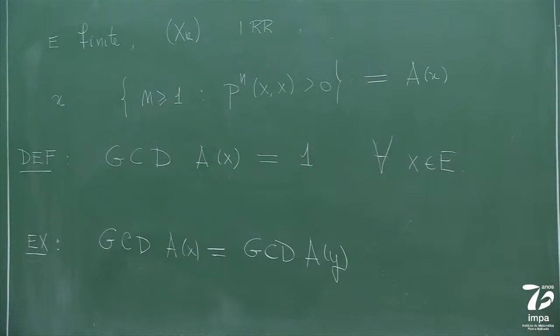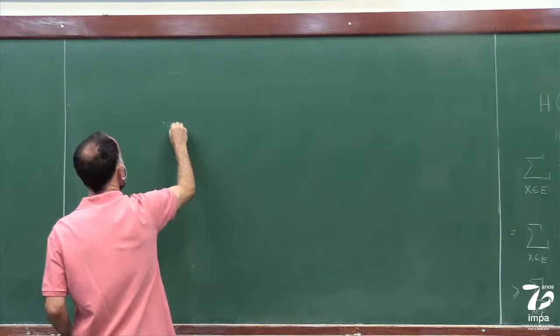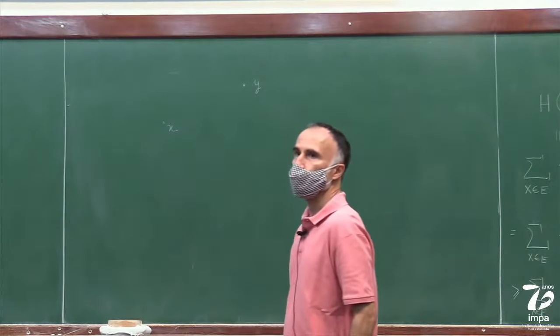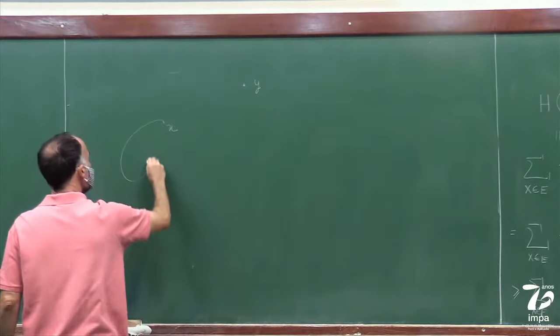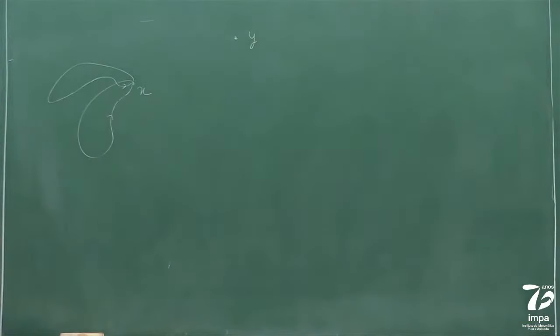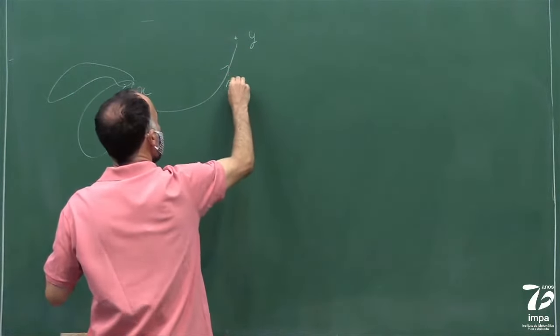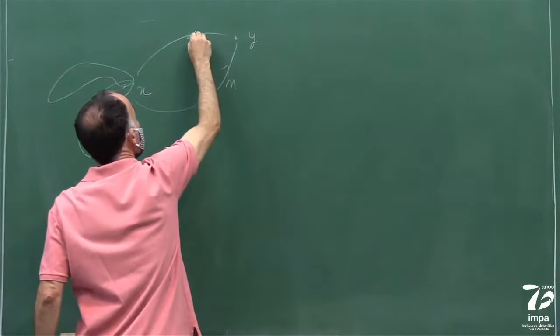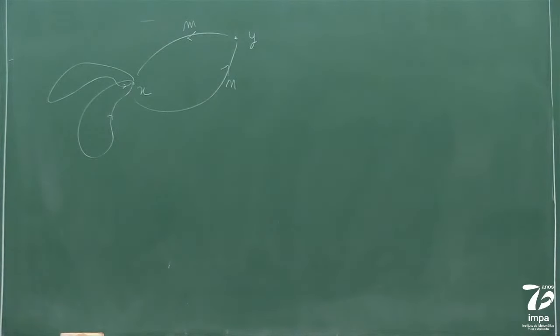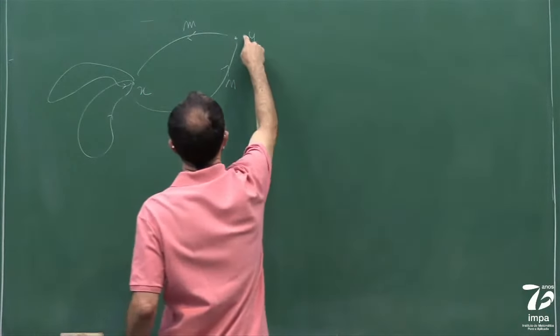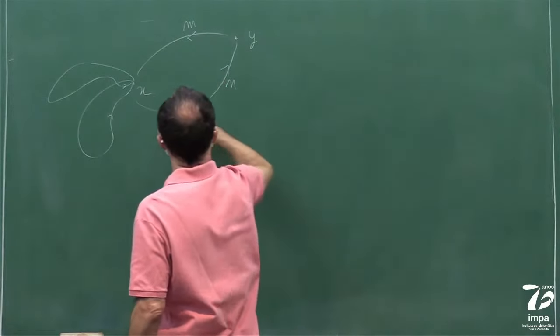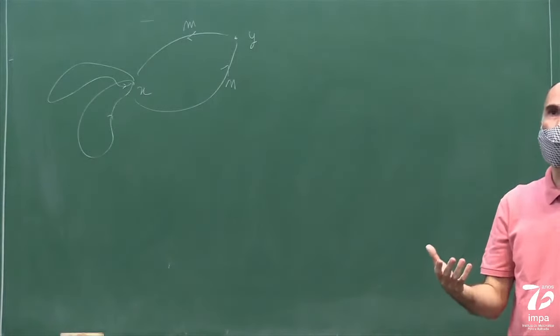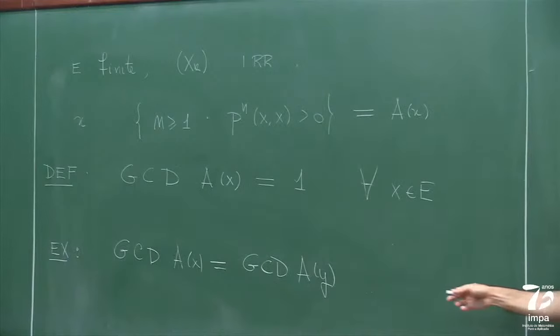Okay, and so I'll give you a hint. So you have your point x and you have your point y. So this greatest common divisor of A(x) tells you when you can return to x. Now the chain is irreducible. So you know that you can jump from x to y in n times and from y to x in m times. So what you conclude from that is that you can return from y to y after m plus n jumps. Okay? And you'll use that in order to prove this identity.